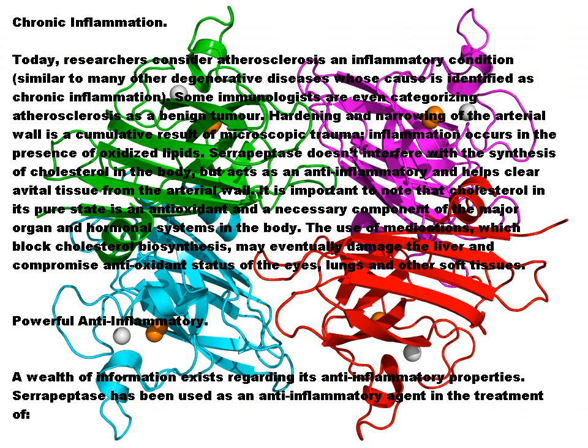Chronic inflammation. Today, researchers consider atherosclerosis an inflammatory condition, similar to many other degenerative diseases whose cause is identified as chronic inflammation. Some immunologists are even categorizing atherosclerosis as a benign tumor. Hardening and narrowing of the arterial wall is a cumulative result of microscopic trauma. Inflammation occurs in the presence of oxidized lipids. Serrapeptase doesn't interfere with the synthesis of cholesterol in the body, but acts as an anti-inflammatory and helps clear avital tissue from the arterial wall.